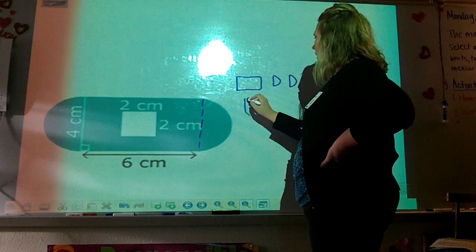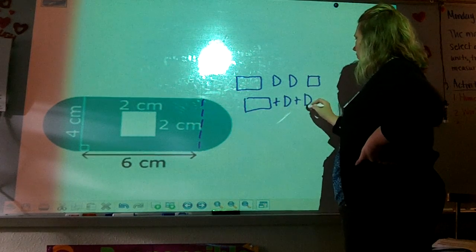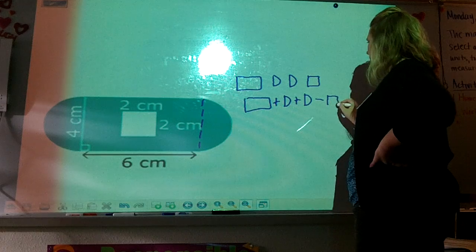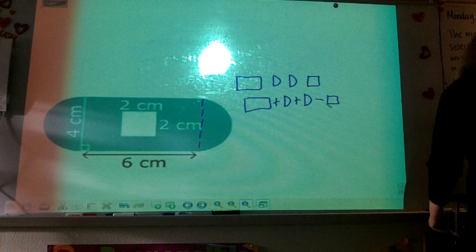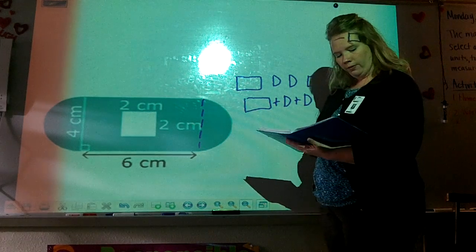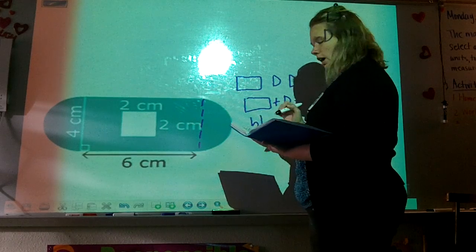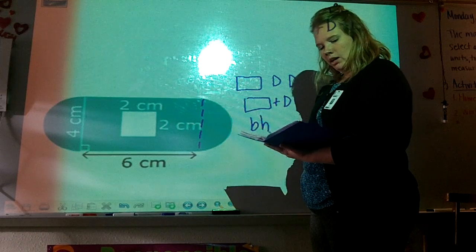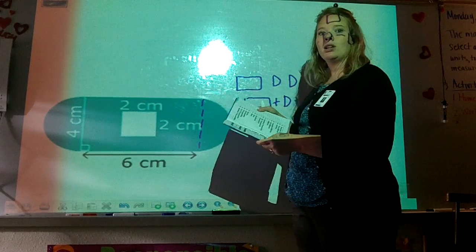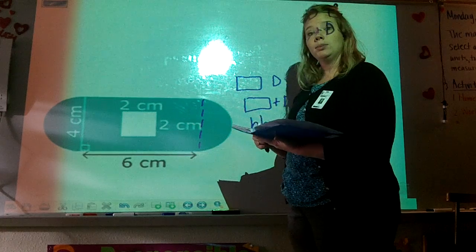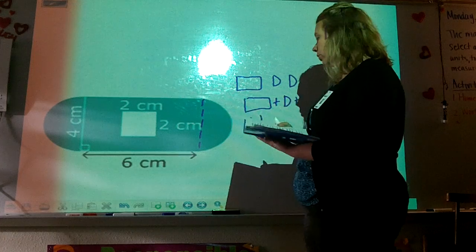So I need to add the rectangle plus the half circle plus the other half circle, and then subtract out the square. Now I need to go to my mathematics chart and find the area of a rectangle. The area of a rectangle is found by the base times the height. Now I need to find the area of a half circle. Oh, that one's not on there, but in its name it tells me how I can find its formula. Half of a circle means I can find half of the area of a circle.